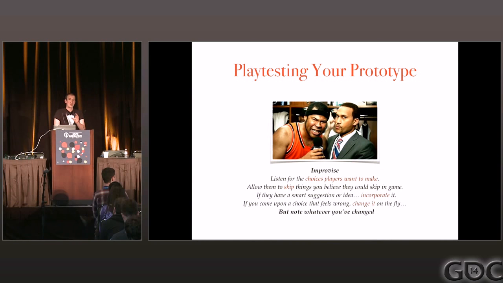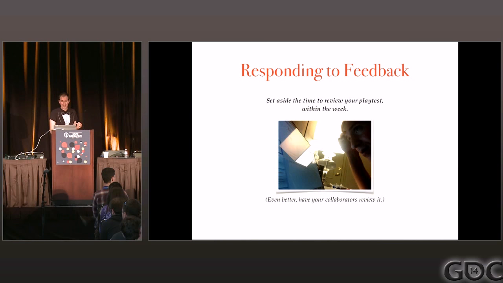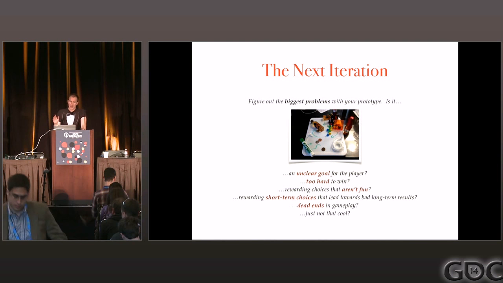People are polite, so have a third party ask questions for you. And also set aside time to review. Again, another really basic thing. So almost done here. Once you've got your playtest notes, you want to look at the biggest problem with your prototype. Is the goal unclear? Is it too hard? Are there dead ends in the gameplay, or is it just not that awesome?